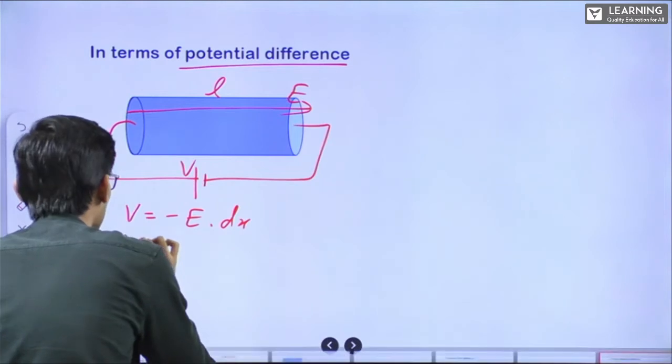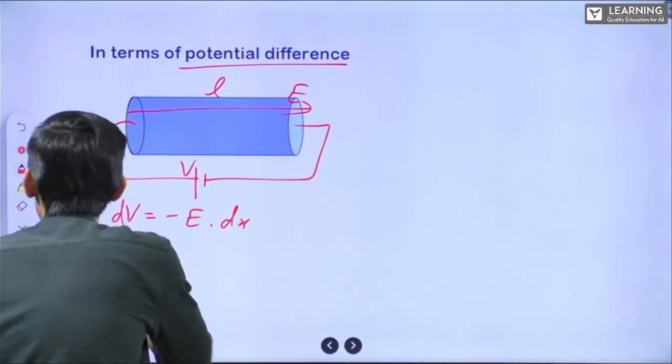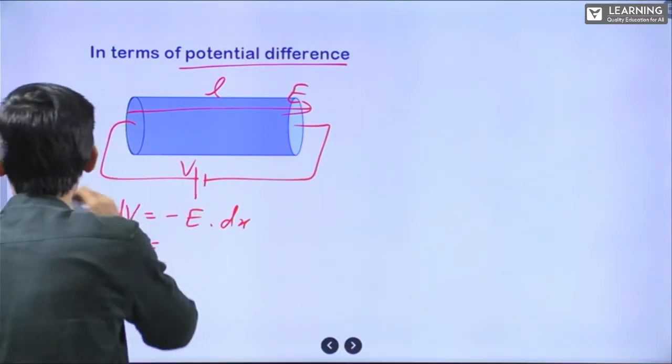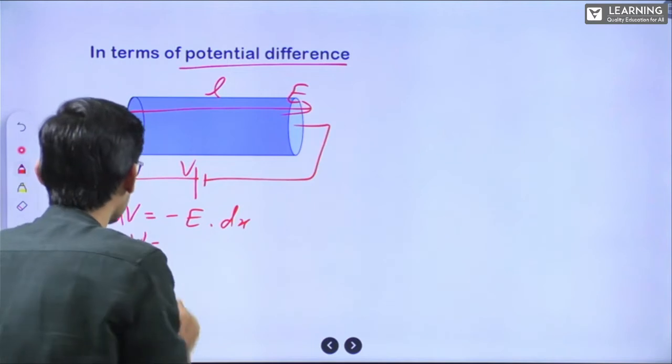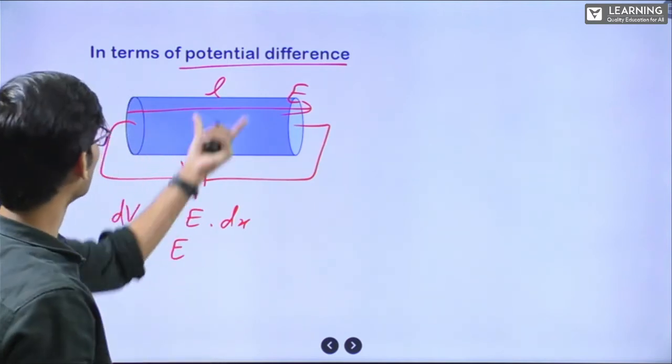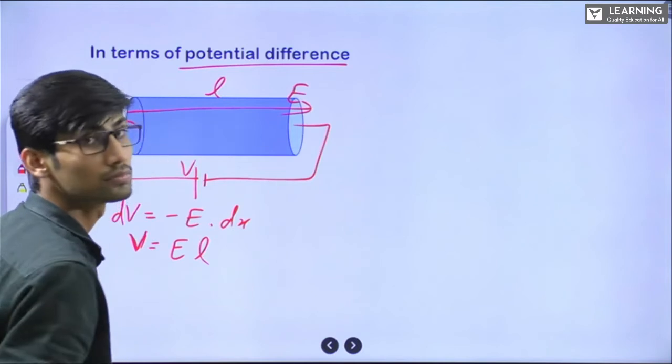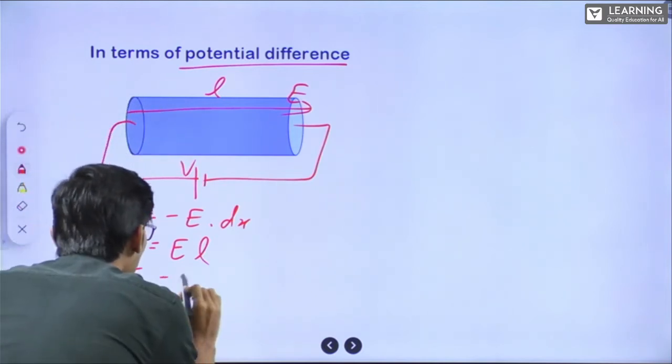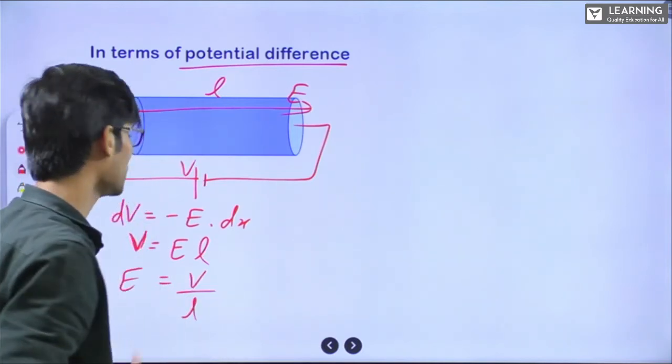V is equal to minus E dot dr or dx, correct? Delta V, this is dV, delta V is equal to, or V is equal to, this V is delta V only, right? Potential difference only across the terminals. So V is equal to E into L, correct? E is equal to V by L.